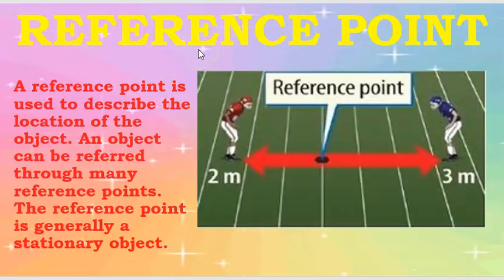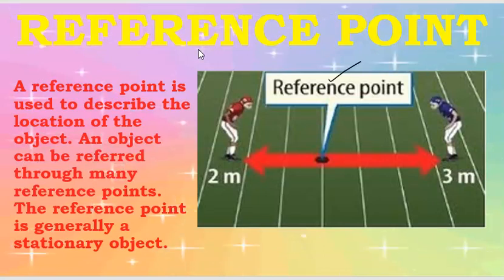Next, let us see what is a reference point. So when we learned the definitions of motion and rest, we saw the words with respect to the position of other objects. So we are comparing the position of an object with respect to some other object or with respect to some other position. That position is called the reference point.